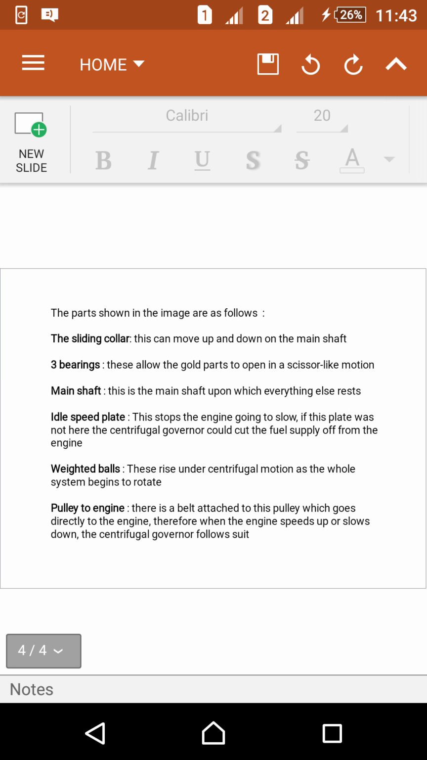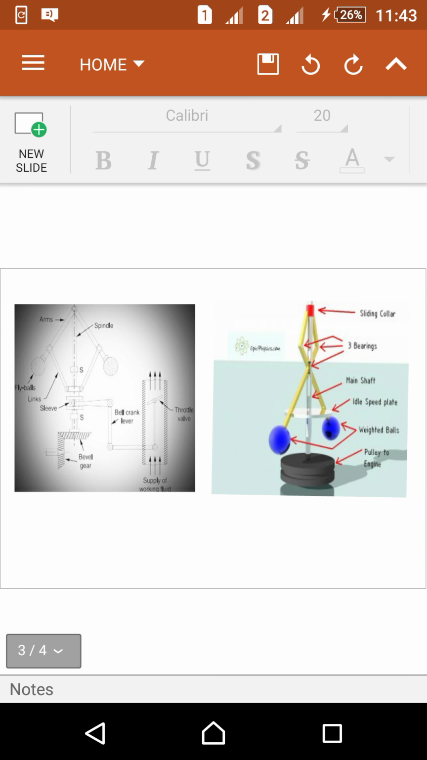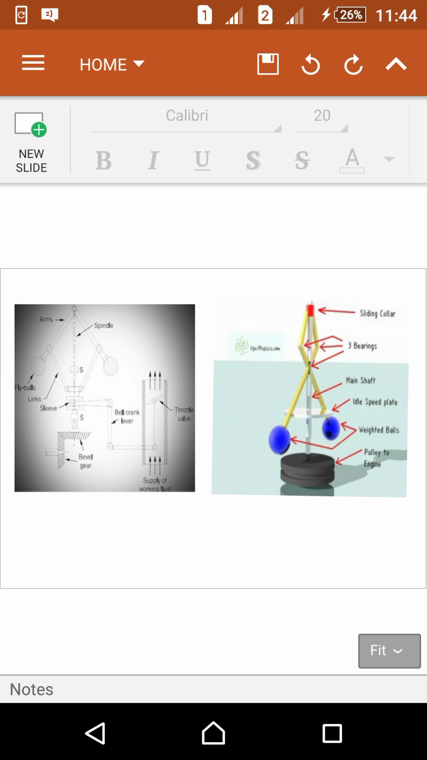Next one, the idle speed plate. The function of this idle speed plate is to stop the engine going too slow. If this plate was not here, the centrifugal governor could cut the fuel supply off from the engine. This is the idle speed plate. It regulates the fuel going to the engine. That's the function.